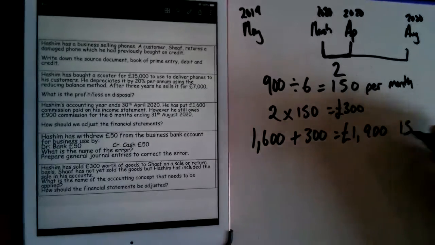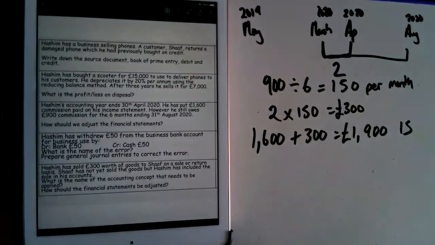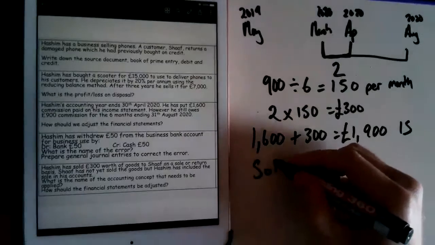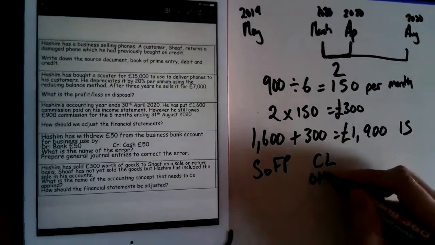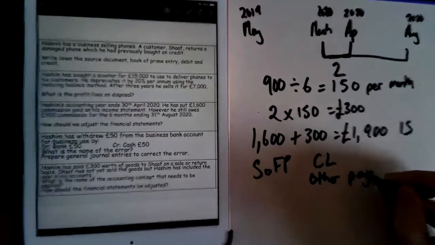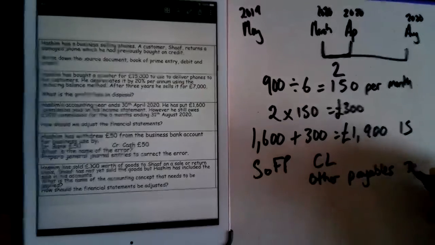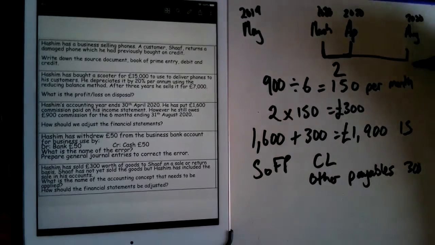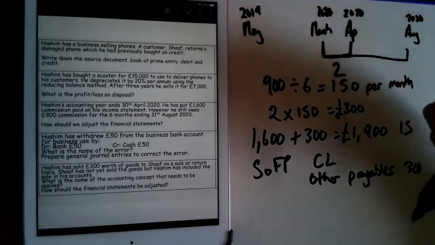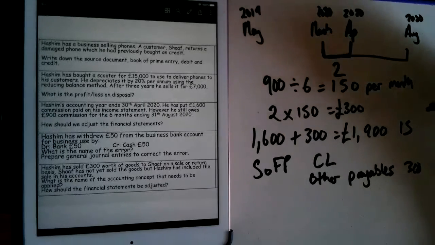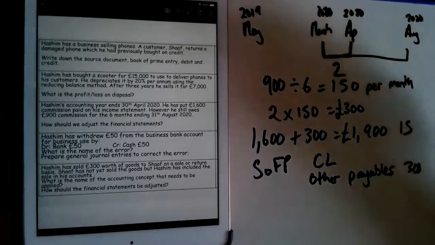That goes in the income statement for the commission paid, and on the SOFP, since he owes the money, it's a current liability, which we call other payables, as 300. The other 600, from May to August, we don't care about. That's next year's expense, so the fact it isn't paid now isn't an issue. You can pay that in the next accounting year.